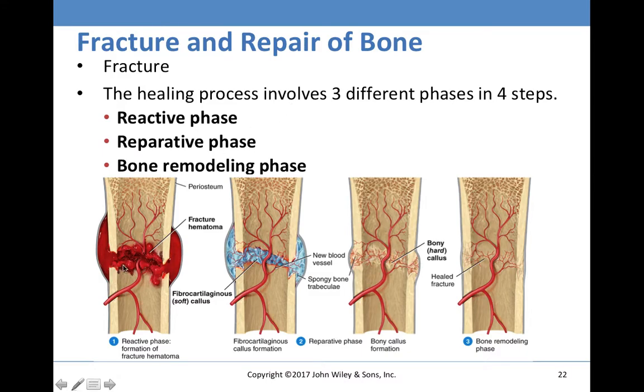So we'll have our reactive phase, form this fracture hematoma, and form a procallus. The procallus then needs to become our fibrocartilaginous callus, and this fibrocartilaginous callus will then start to develop into spongy bone, and then that spongy bone hardens into our compact or hard bony callus. And then finally we go through the process of remodeling, where we take away some of the old bone and create new bone, and create a bone that was similar to what we started with.